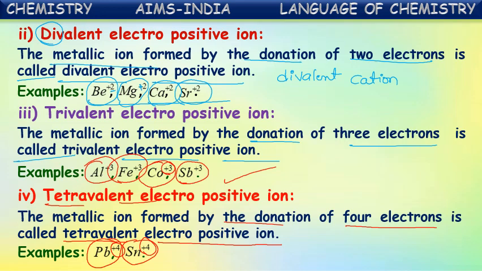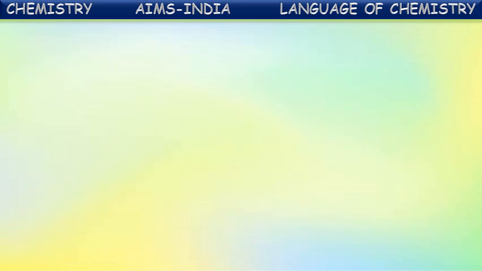See here, previously we have used the Latin names, right? So plumbum is a different name. Stannum is also a Latin name, which corresponds to tin, and this one is the lead like we are using. Okay, these are about the monovalent, divalent, trivalent, tetravalent electropositive ions.